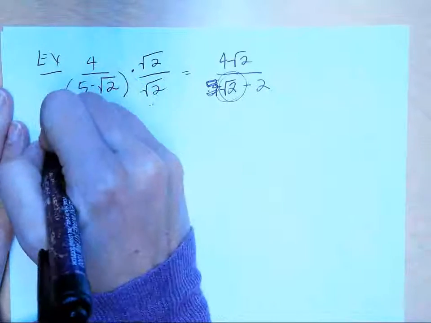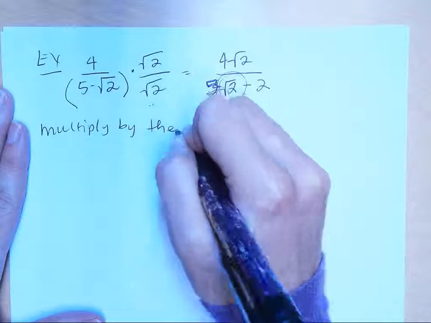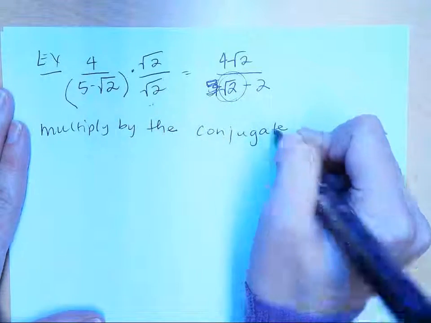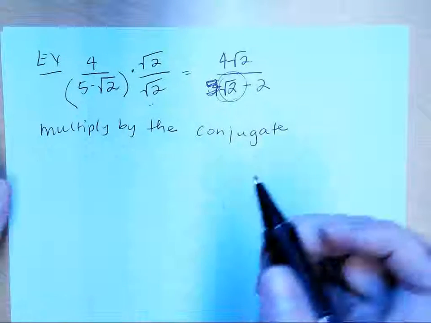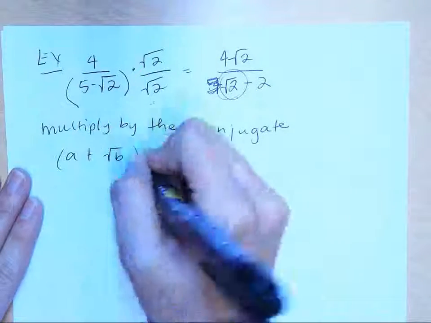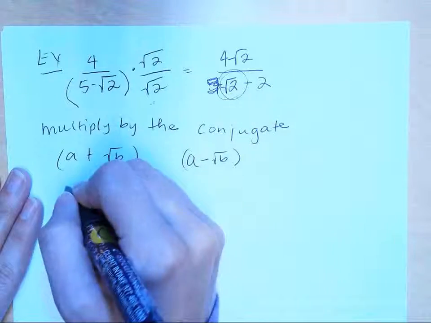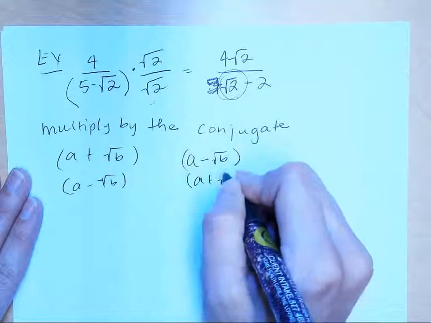Instead, we're going to multiply by the conjugate. And conjugates are, if you have a plus root b, the conjugate is going to be a minus root b. If you have a minus root b, it's backwards. The conjugate is a plus root b.